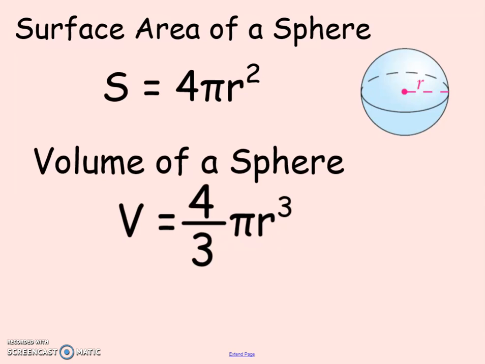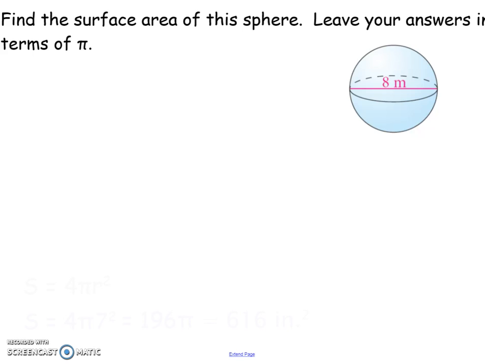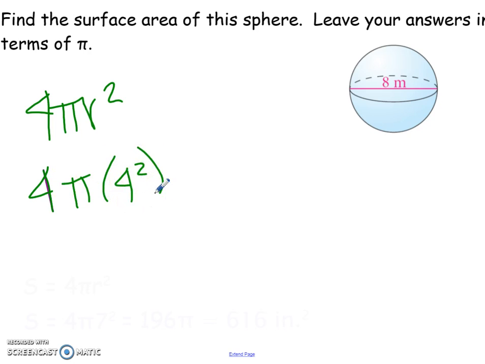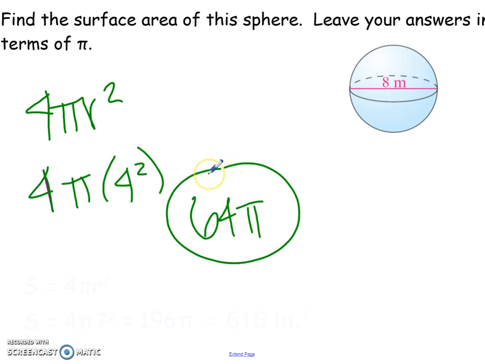All right, right underneath that, we're going to do some spheres. Here are your formulas. They're on the formula chart. The surface area is just 4 pi r squared, and then the volume is 4/3 pi r cubed. So finding the surface area, 4 pi 4 squared, leave in terms of pi. So 4 squared is 16. 16 times 4 is 64. So that's it.